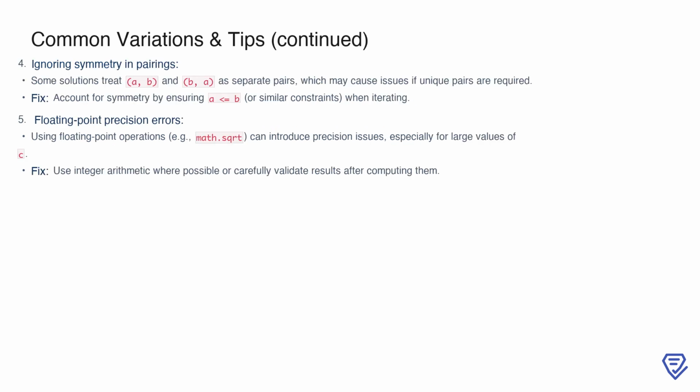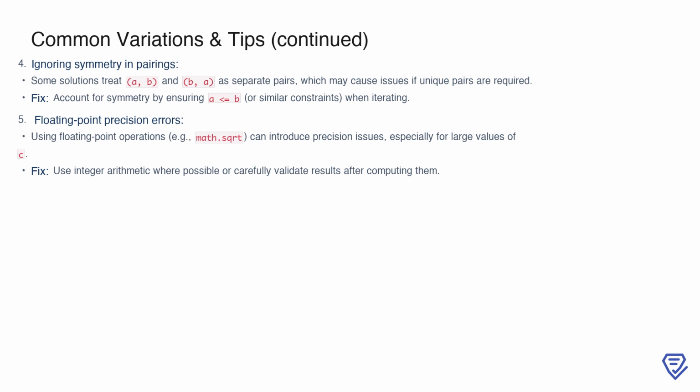Another common issue is ignoring symmetry in pairings. Since the order of a and b doesn't matter, treating (a, b) and (b, a) as separate pairs can introduce redundancy or errors, particularly when unique pairs are required. To address this, you can enforce constraints like a <= b while iterating.